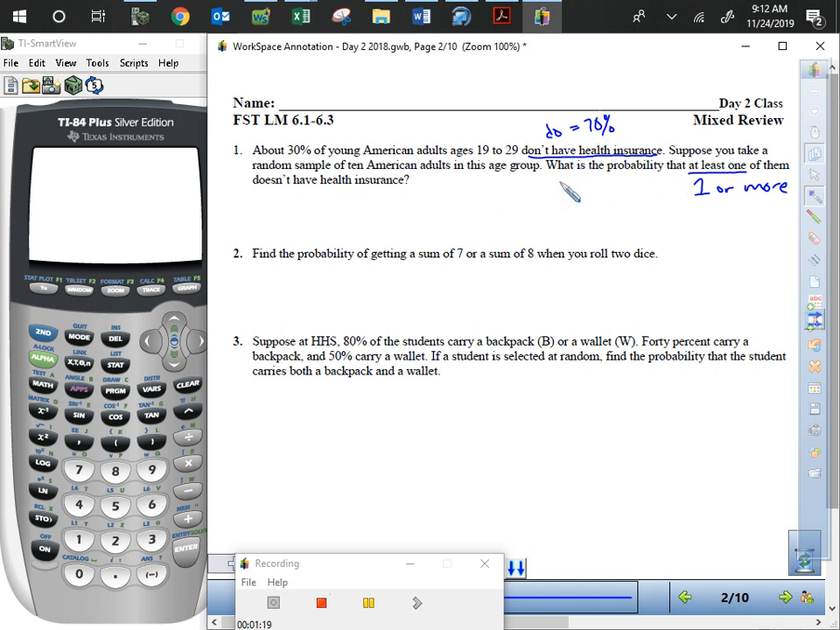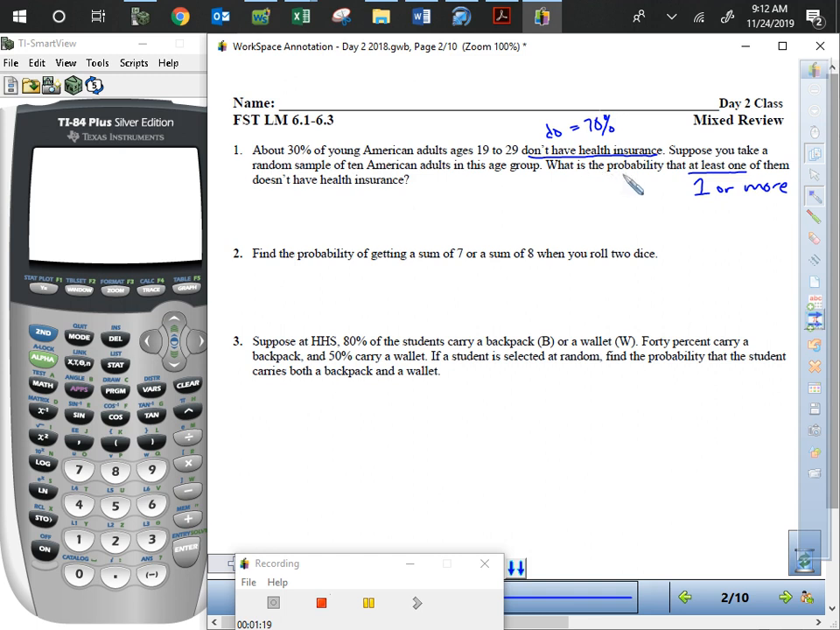This situation is actually easier to think about the complement. We know that complements add up to the entire sample space, but their probabilities also add up to 1. It's talking about the probability that at least one of them doesn't have health insurance. If we find the complement of that, we can just subtract it from 1 to get the answer to this question. So let's talk about the complement.